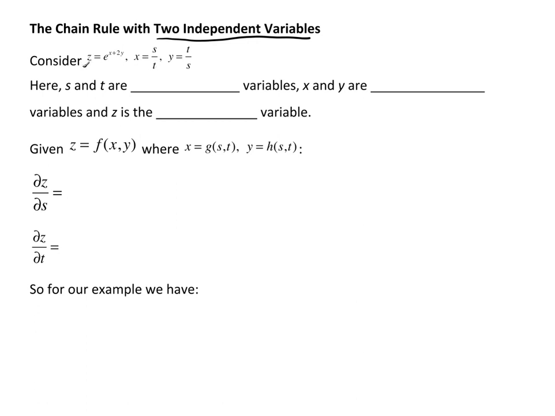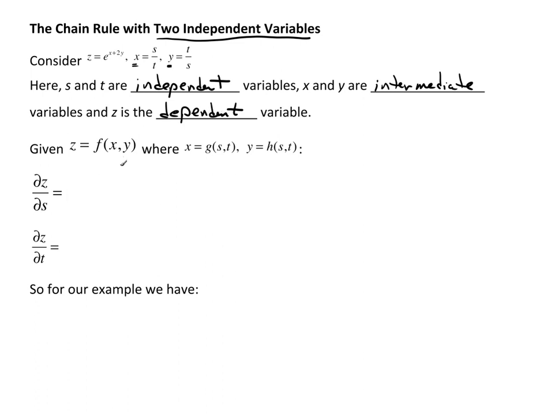So z is a function of x and y, but both x and y are functions of two other variables, s and t. Now here, s and t are in fact the independent variables. These are the independent variables. And x and y are referred to as the intermediate variables. And then z is, of course, the dependent variable. So let's take a look at how we do this.